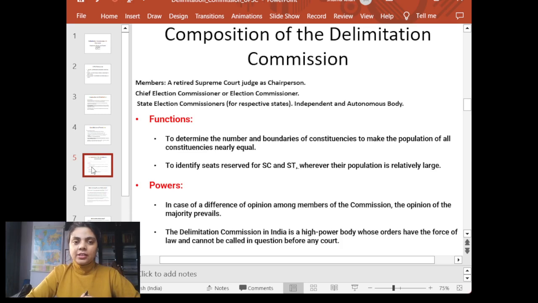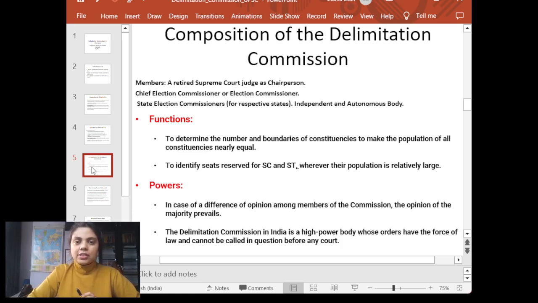The next important thing, from here you can have a question in the prelims as well as in the mains: the composition of the delimitation commission. Who are the members of it, what are its functions, and what are the powers it has? If we see the members, it is a retired Supreme Court judge as chairperson. Apart from that, the Chief Election Commissioner or an Election Commissioner. Each state also has its independent State Election Commissioner, and they will also be members of this delimitation commission.